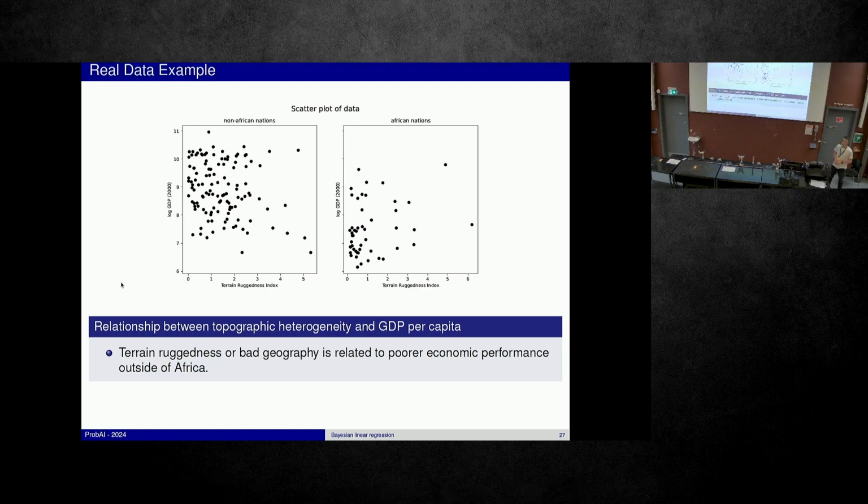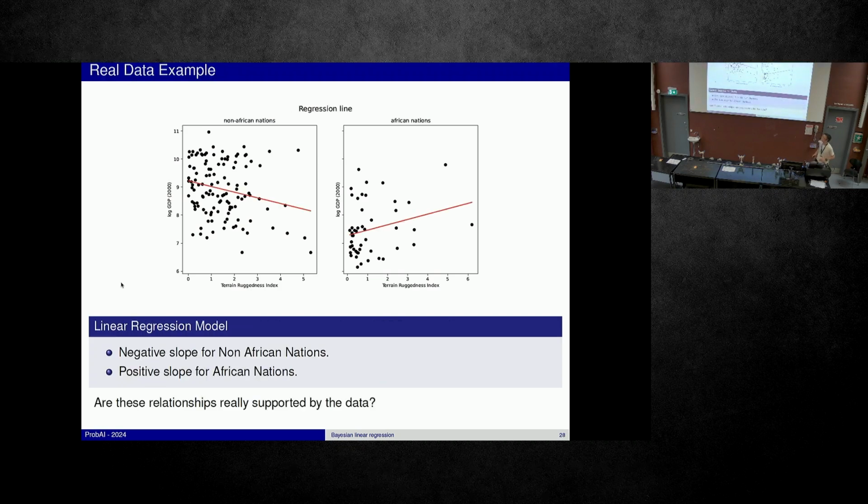The data set that we'll be looking at here is data about the GDP of a country, actually the log GDP, and a measure called the terrain ruggedness index. So basically a measure of the geography within a particular country. The data is divided so that you have data for countries outside of Africa, so non-African nations, and data for African nations. There is expected a relationship between the terrain ruggedness index and the log GDP of whether it's African and non-African nations.